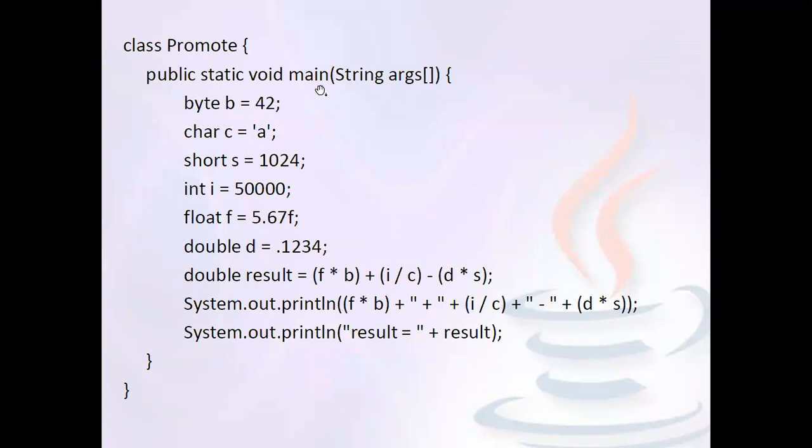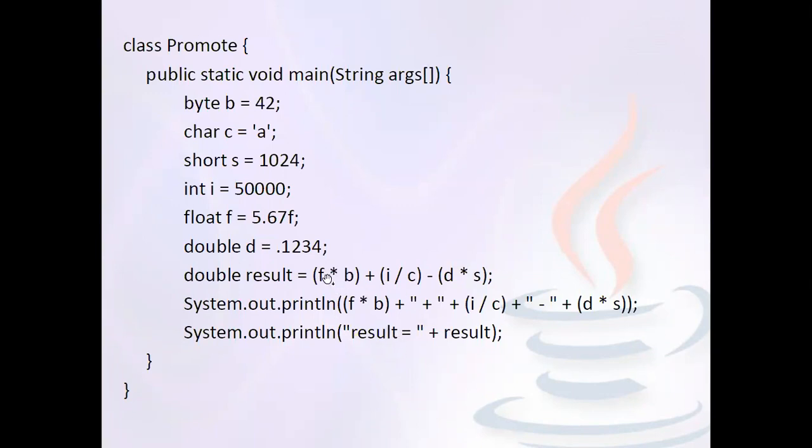So this is a simple program which we have over here. byte b = 42, char c = 'a', short s = 1024, int i = 50000. Each is within range, right? float f = 5.67f, double d = 0.1234. And then we are writing double result = (f * b) + (i / c) - (d * s). We'll come to this a little later.